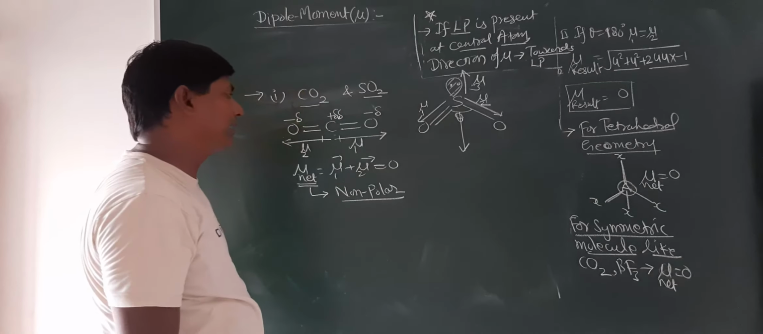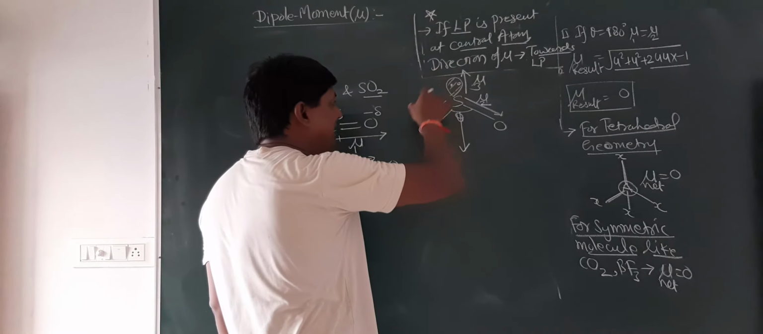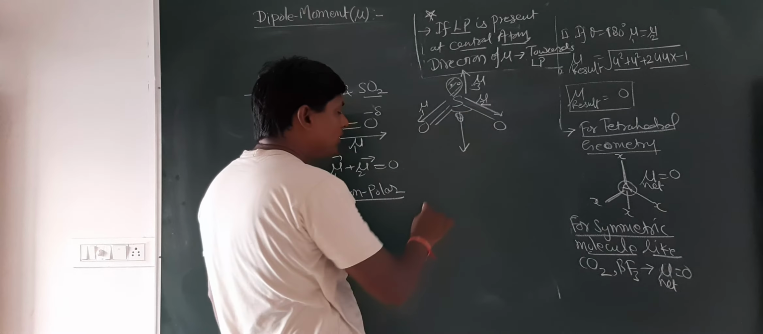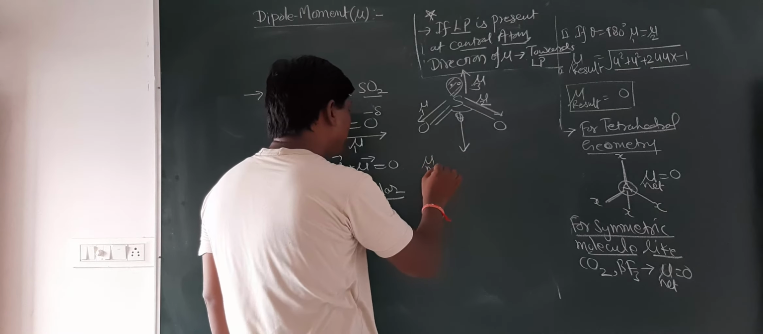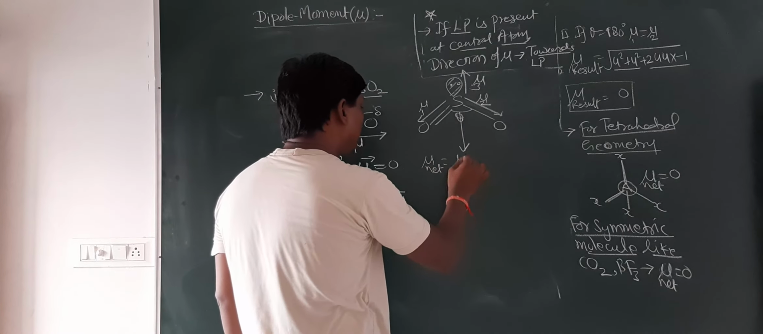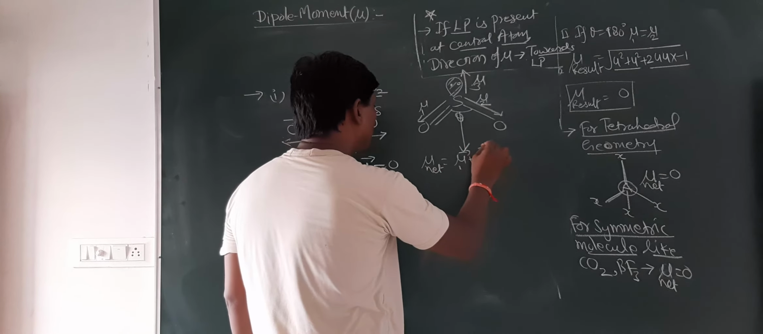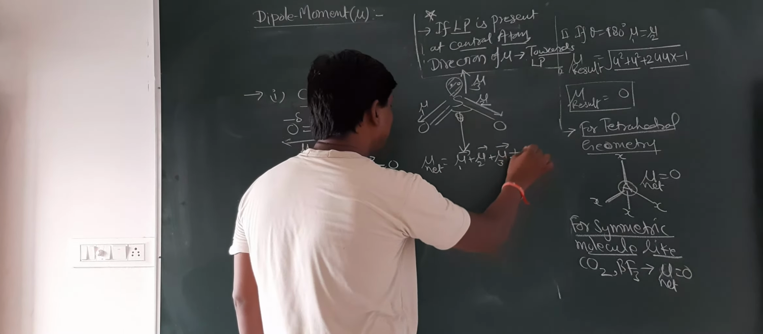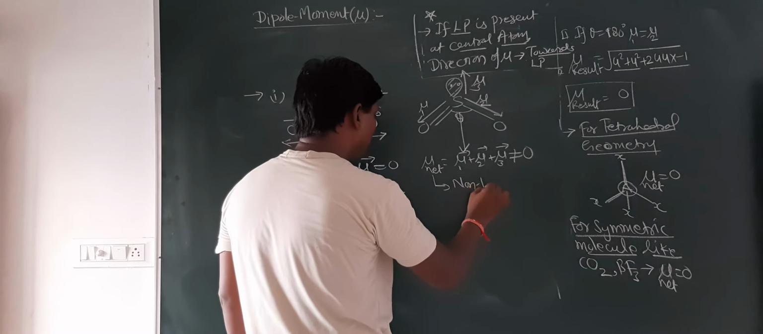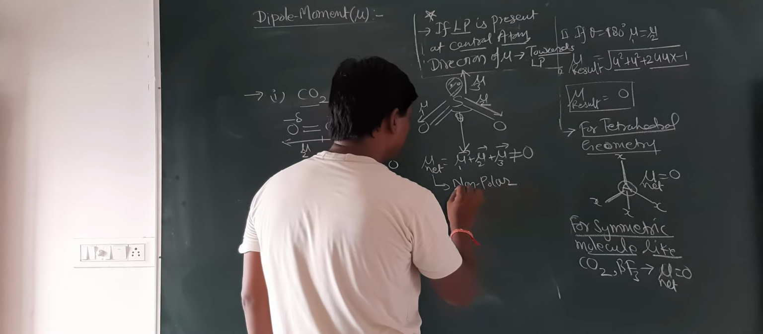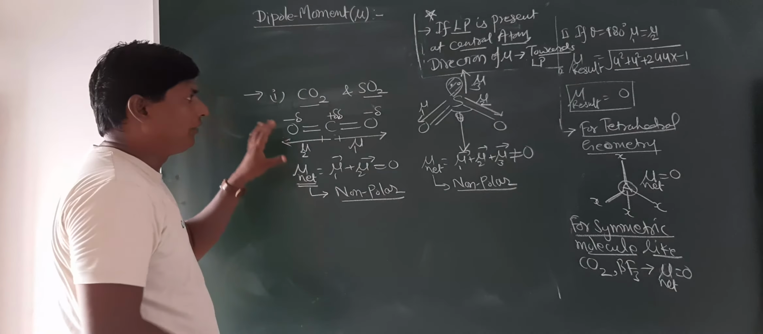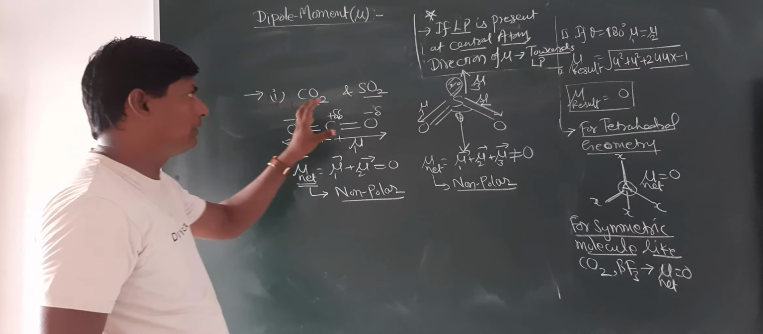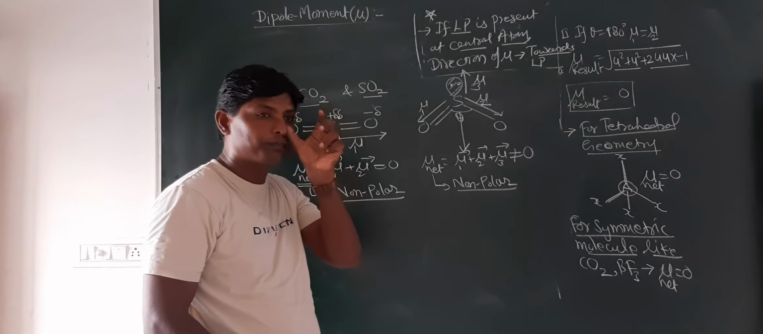So overall we cannot say that mu3 will cancel mu1 and mu2. Ultimately I can write mu net here as mu1 vector plus mu2 vector plus mu3 vector, but they will not cancel each other. That's why SO2 is a polar molecule. So this is the way to compare the dipole moment of CO2 and SO2.